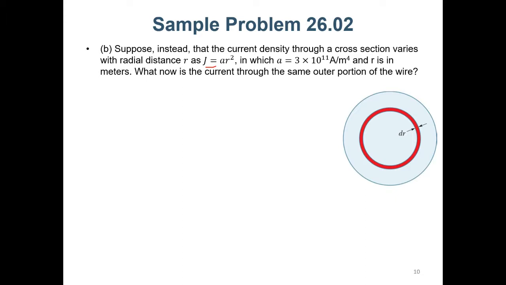So J is not uniform in this case. J is A R squared. And A is 3 times 10 to 11 A over meter to the fourth. And actually, it asks you, yeah, it still asks you what is the current flow through the same outer portion of the wire, so from R over 2 to R.